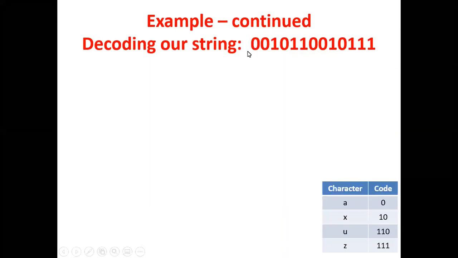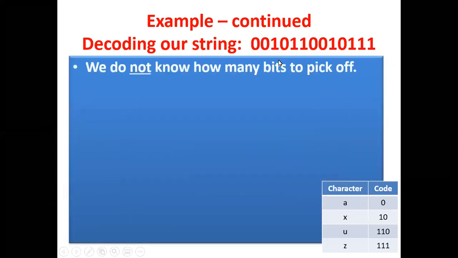Let's now decode our string from these values that have been given. For us to decode the string, we need the character code book. And this is a character code book given to us, where A is represented with 0, X is represented with 10, U and Z are also represented with their own code. So what do we do? We have to start. If you look at this code, you can see that 0 is here, and we have 00, and we have 001. So these are the three possible values that we can start with.